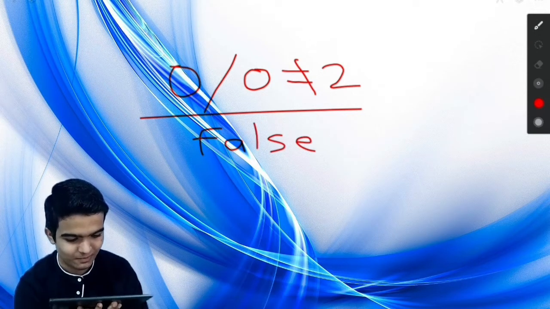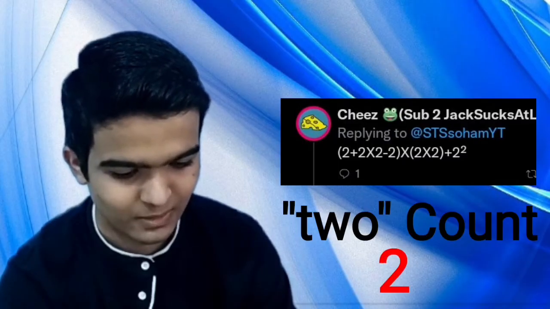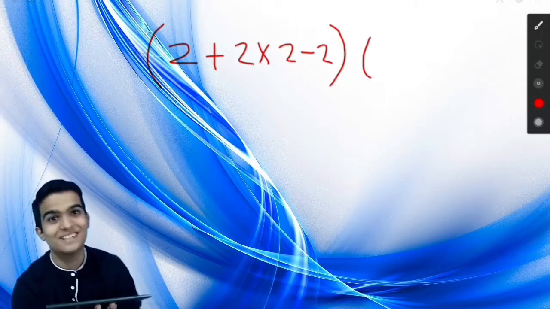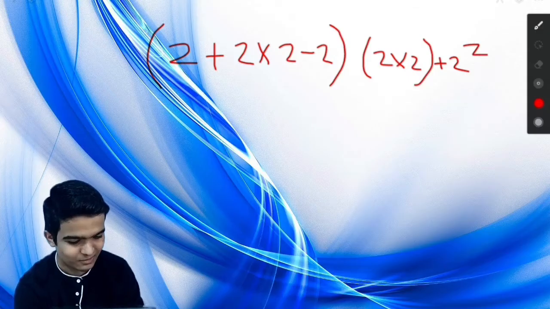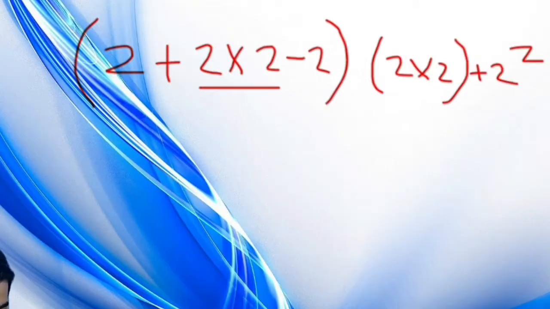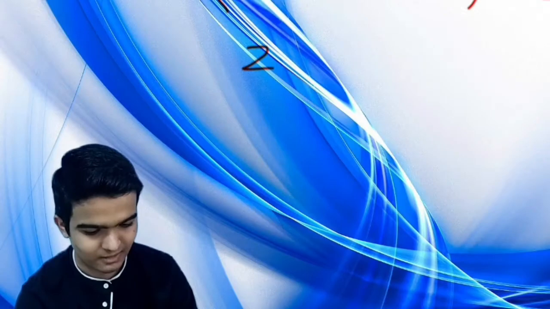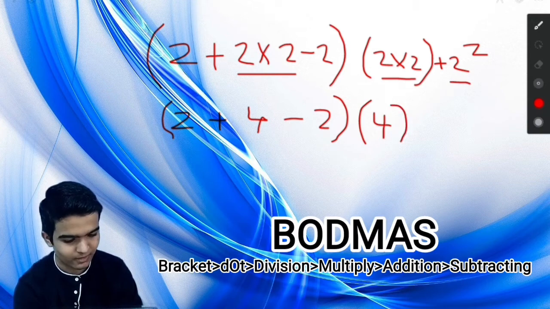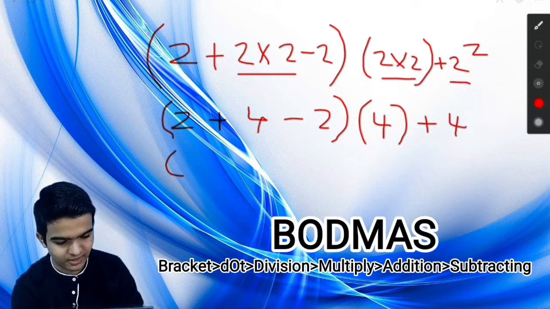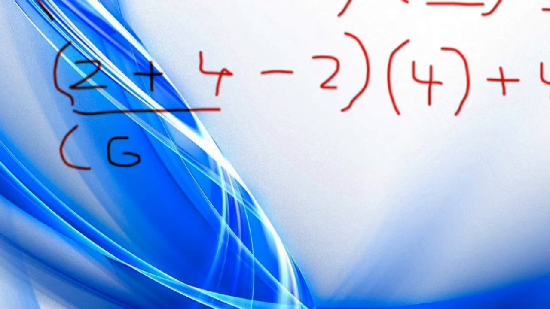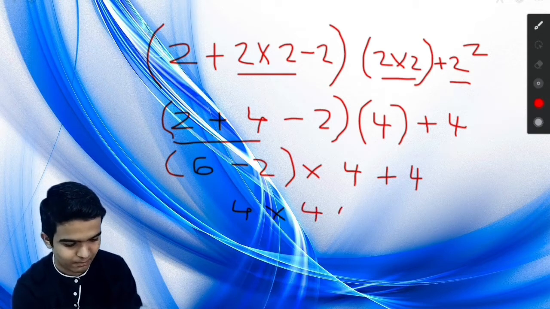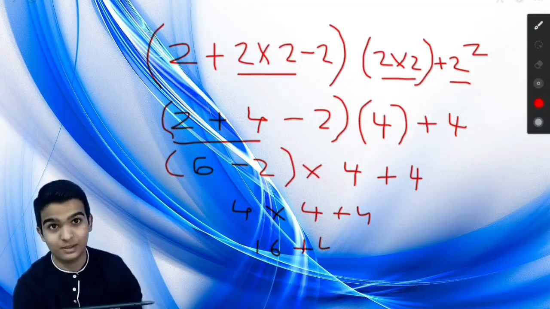So let's just continue. The next question is 2 plus 2 into 2 minus 2, 2 into 2 plus 2 square. So there are a lot of 2's in here. So first of all, we shall do the bracket, and for that, in the bracket we have to complete the multiplication sign. Once we complete the multiplication sign, it gets easier. With BODMAS rule, we next go with addition and then subtraction. So it's like 6 minus 2 into 4 plus 4. We shall do minus 4 into 4 plus 4, which is 16 plus 4, and it's 20. So the answer is 20.